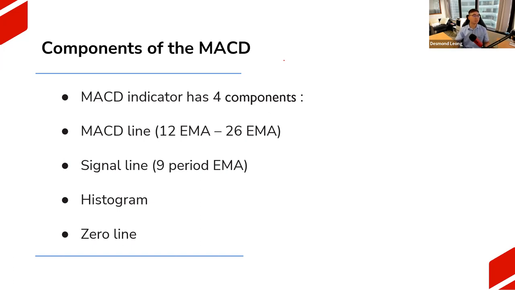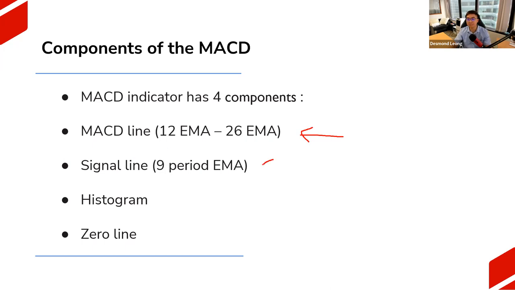So the MACD indicator consists of several components that provide valuable information about the trend and momentum of the currency pair that you are trading. So these components include the MACD line. So I'll talk about the MACD line first. This is the primary line of the MACD indicator and is calculated by subtracting the 26-day exponential moving average from the 12-day moving average. So the MACD line helps traders determine the momentum and direction of the trend.